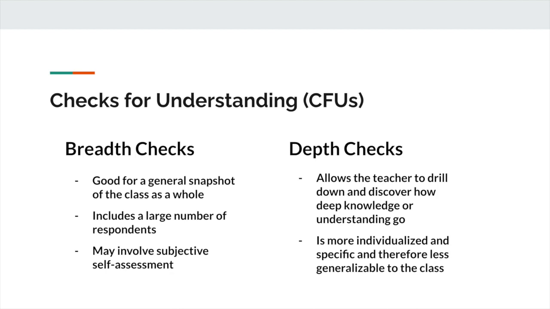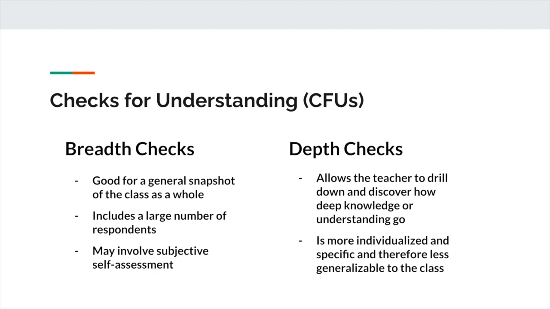So there's two basic categories of checks for understanding. One is what we call a breadth check. Breadth checks are good for giving you a general snapshot of where the class is as a whole, and it includes a large number of respondents, and they may not necessarily be accurate because breadth checks can involve a large amount of subjective self-assessment data.